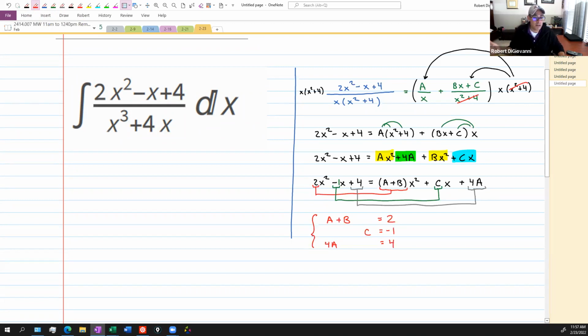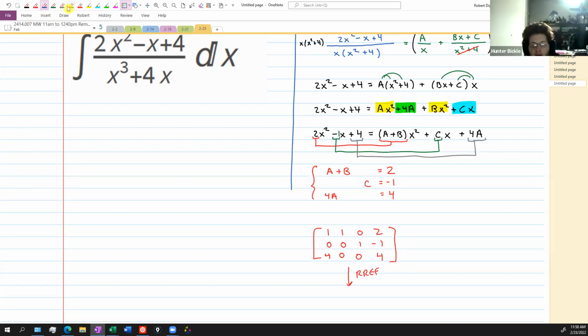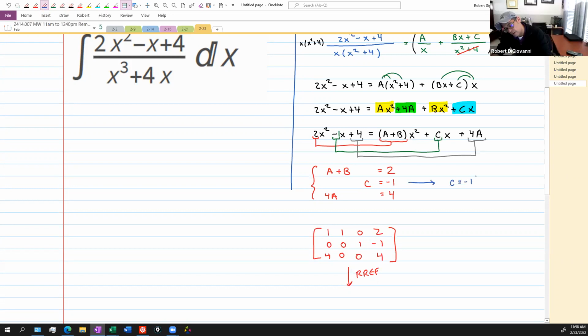Now, you could do a system of equations. You could do the augmented matrix here, couldn't you? If you did the augmented matrix, it would be 1, 1, 0, 2, 0, 0, 1, negative 1, 4, 0, 0, 4, and you would do your little thing, RREF. But we don't actually need to work that hard for this one. Do y'all agree? Divide that bottom row by 4. Yeah, this right here is C is -1. We're done with that. Then on this one, if we divide both sides by 4, we get A is 1, right?